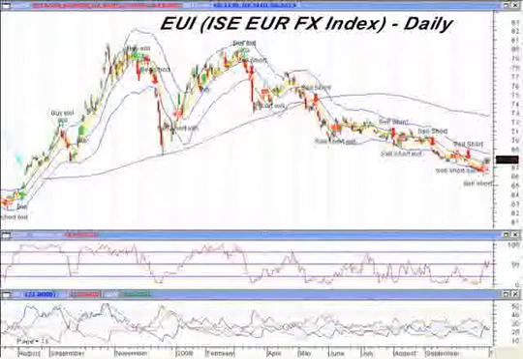So we'll start on the left of the chart, obviously, move our way left to right. The first thing I like to look at is just simply the acceleration bands.